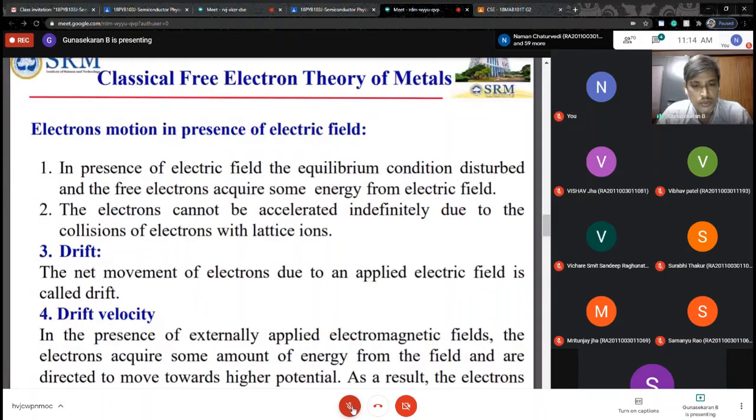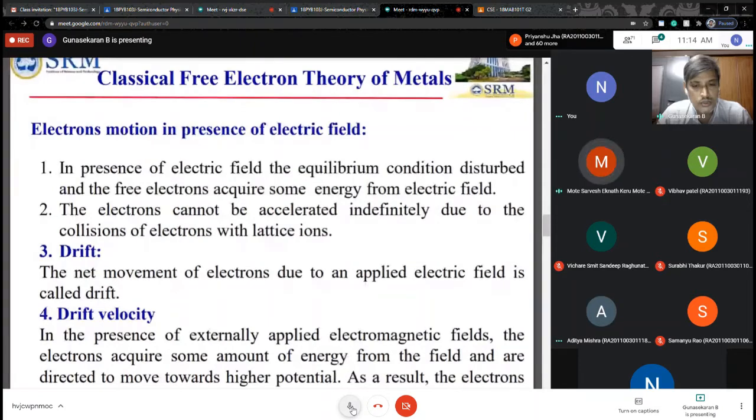The net movement of electrons due to the applied electric field is called drift, and the corresponding velocity with which the electrons move is the drift velocity. It is accelerated always in the direction opposite to the applied electric field. As a result, the electrons attain some constant velocity, the drift velocity. I think you got the expression for drift velocity in 12th standard. Is it correct? Minus e E tau by m. Yes, sir. Now come to the point.